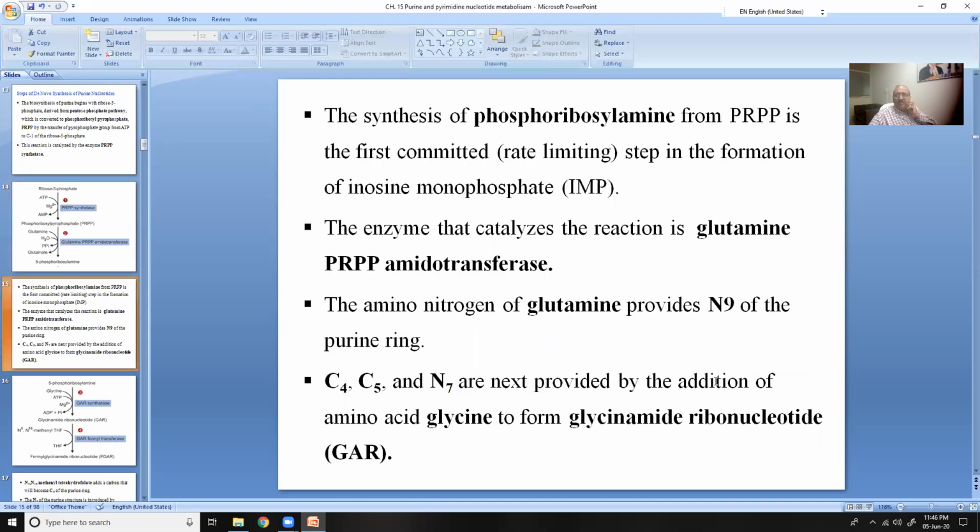The synthesis of phosphoribosylamine from PRPP is the first committed step in the formation of inosine monophosphate. It is inosine monophosphate. I will be showing you a complete diagram later on.